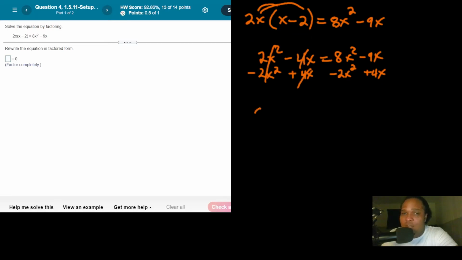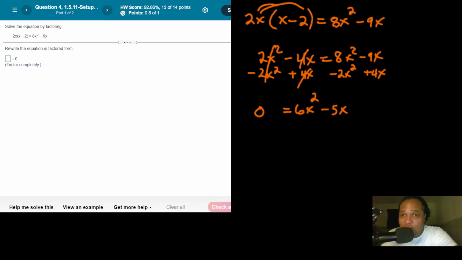So we have 0 is equal to 8x squared minus 2x squared. You're going to get 6x squared. Remember, whenever you have the same type of term, like if you have x squared, just subtract the numbers in front. And you're going to keep that x squared. You need the x squared. All right, we have negative 9x plus positive 4x. Negative 9 plus 4 is negative 5. And this is an x term.